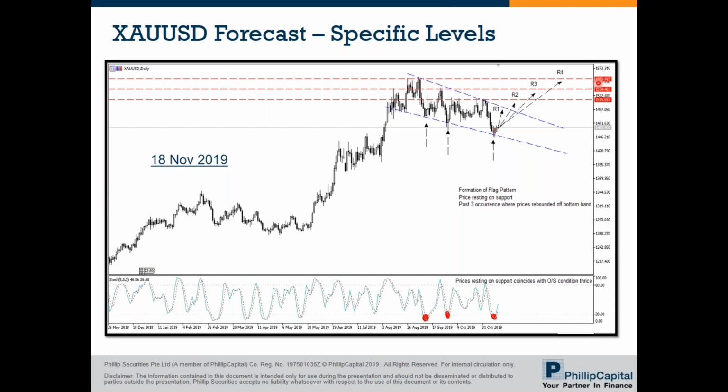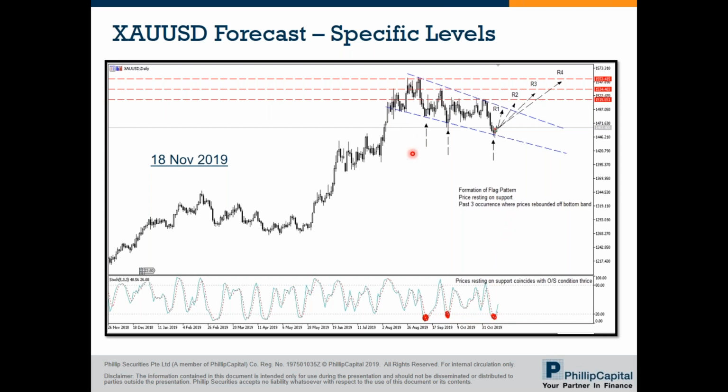First off, what do I notice? I notice that there is a formation of a flag pattern. This is the flagpole that I was talking about earlier, and this is the flag that formed. So a quick spike to the upside and a retracement. I also see price resting on the support, the bottom of the flag formation. And with each time that price rests on the support, it has also shown an oversold condition on the stochastics oscillator. So this is done thrice.